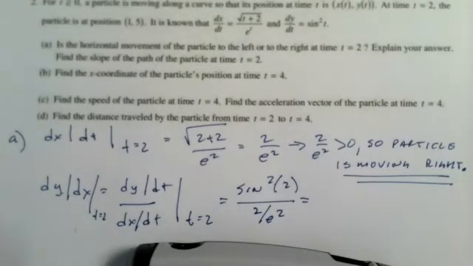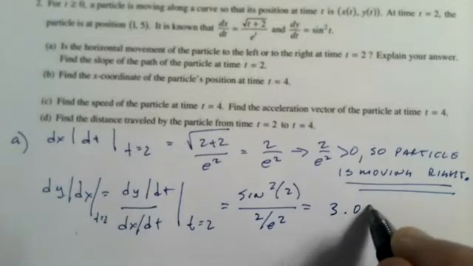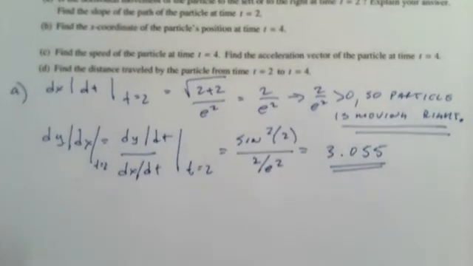Alpha, I do like my fraction button. Sine 2 squared. Remember how you put it in on the calculator. It's different than the way we say it. There we go. 3.055, at which point I stop and my brain screams, units, units, units. Nope, no units, so I'm good. All right, 3.055, nice.